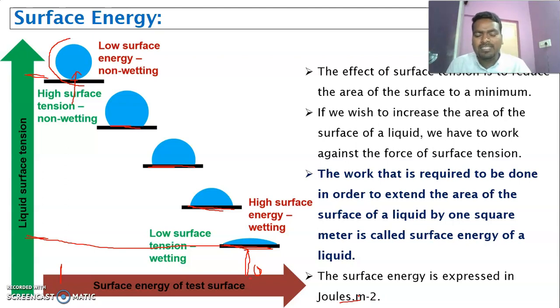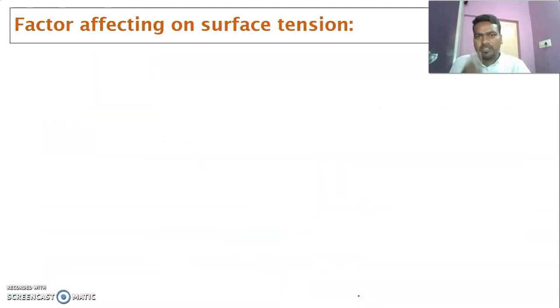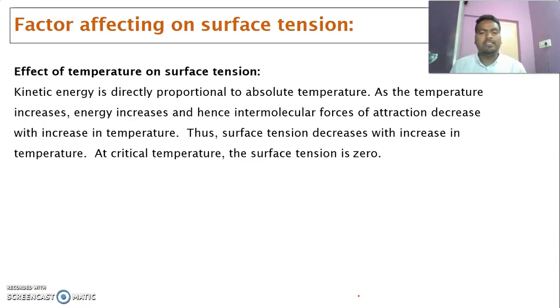Now let us see some of the factors affecting surface tension. One important factor is temperature. Dear students, just now we understood the relationship between temperature and interparticle attraction. You know that kinetic energy is directly proportional to temperature. If temperature increases, kinetic energy also increases. If kinetic energy increases, what happens? The intermolecular force of attraction decreases. If the intermolecular force of attraction decreases, the surface tension also decreases.